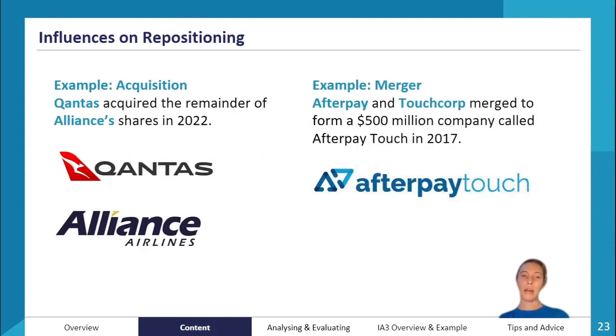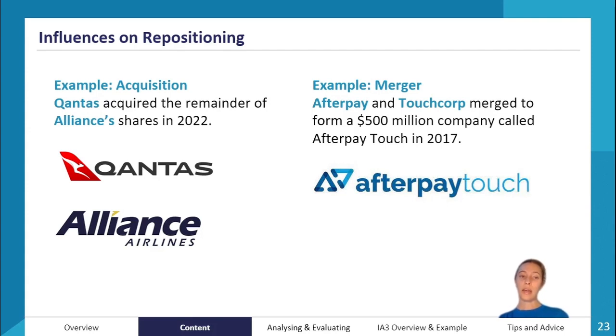So let's have a look at some examples of acquisitions and mergers. So back in 2022, Qantas acquired the remainder of Alliance's shares. So it already owned some of Alliance Airlines, which we have here in Australia, but it acquired the remainder of those, so it now fully owns that business, just like it owns Jetstar as well.